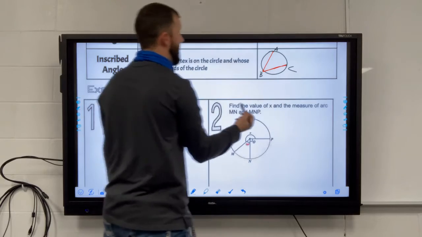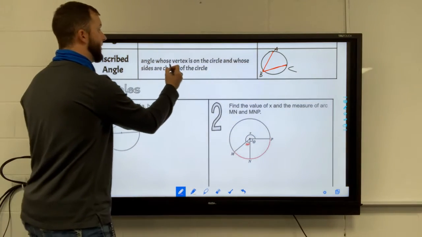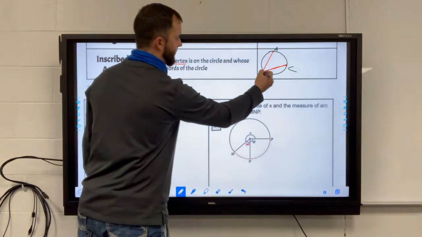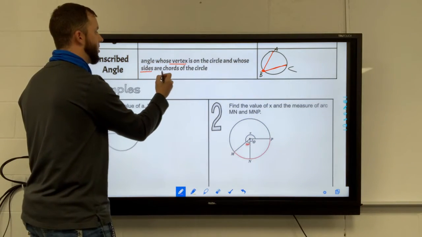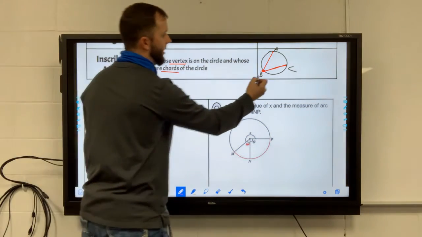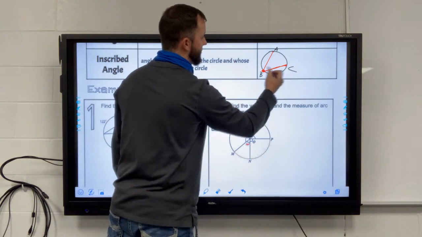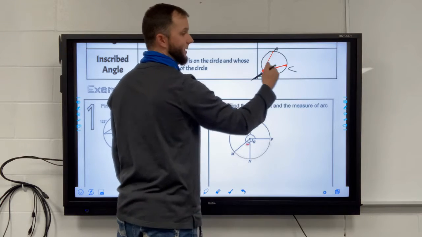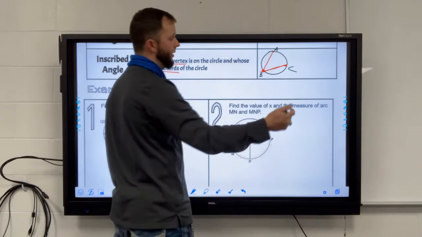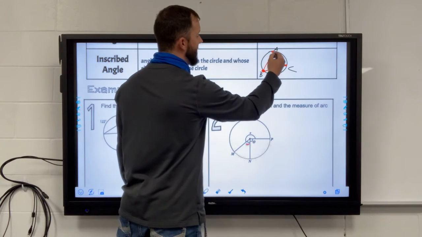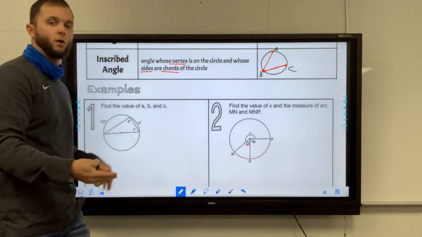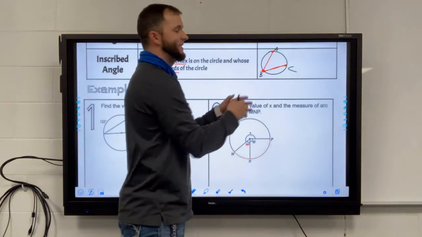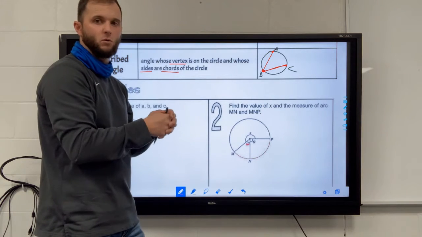Right now, an angle whose vertex is on the circle, right here my vertex is on the circle, and whose sides are chords of that circle. So from B to C, those are points being joined by a line segment inside the circle, a chord. From B to A, points on the circle and a segment joining those, that is also a chord. So right now, ladies and gentlemen, this is an inscribed angle, okay?